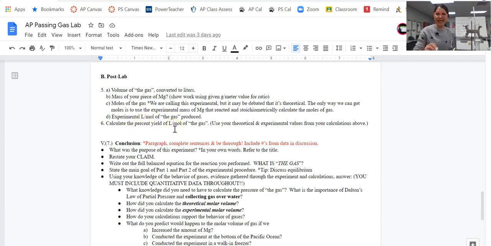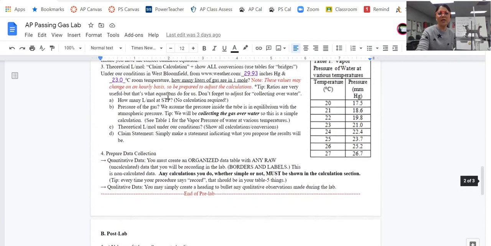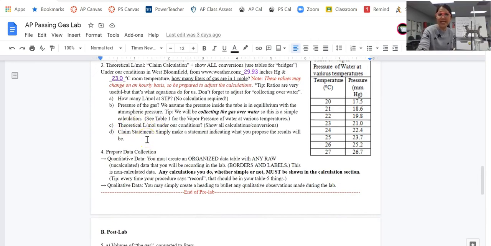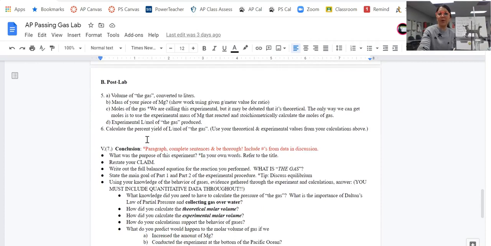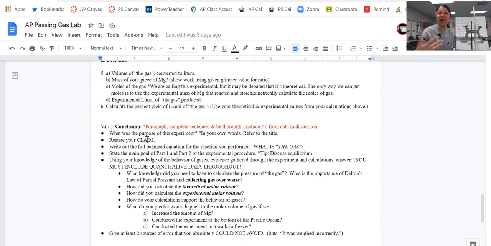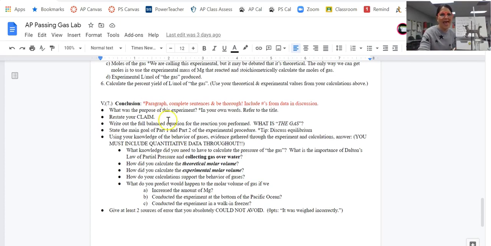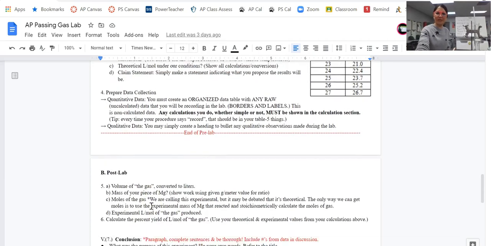Now, your percent yield is not compared to 22.4 liters per mole, okay? So I want to make sure you take a look at what your theoretical value was, and that's what you should have calculated in 3C and made a statement about in 3D. So that's what we're going to be using as our theoretical value when we're doing our percent yields, okay? I always say ET phone home, so it's experimental over theoretical is what we're looking at. And then there's a little bit to do with your conclusion, okay?